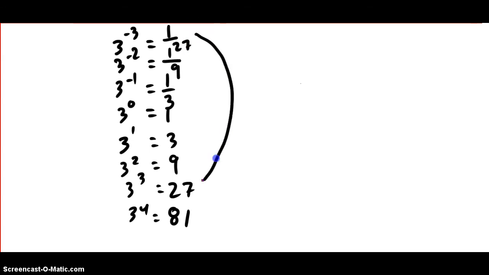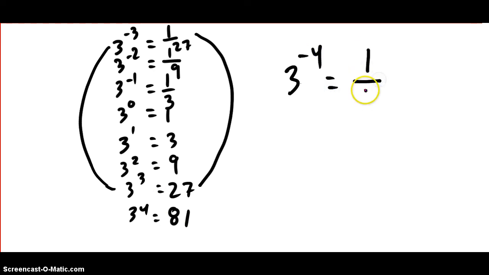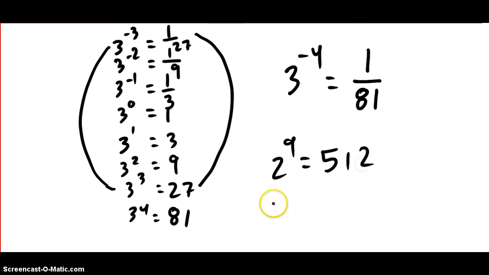You can see 3 to the negative 3 is related to 3 to the positive 3. 3 to the positive 3 is 27. 3 to the negative 3 is 1 over 27. So if we have 3 to the 4th is 81, 3 to the negative 4th would then be what? What do you think that would be? 1 over 81, right? So if I told you that 2 to the 9th is 512, 2 to the negative 9th would be what? Be 1 over 512, right?